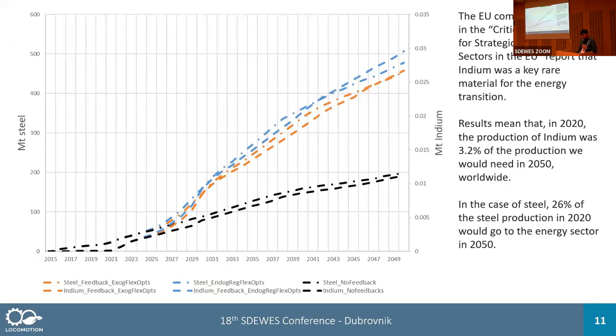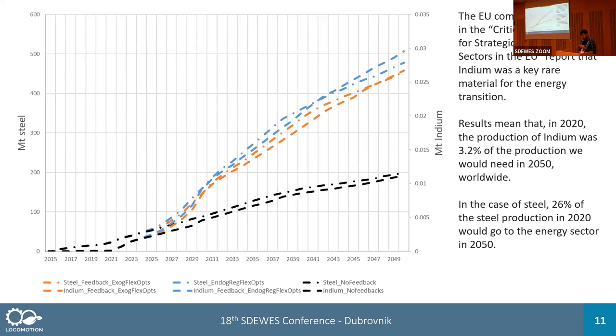And some other effects, so for example, I'm going to add one more slide. In this case, we have represented the steel and the indium production for the European energy system. And the black lines are the case without flexibility options and without the endogenous regulation of the flexibility options and without feedbacks. And we can see that when we introduce the feedbacks and also the regulation for the flexibility options, we increase a lot the production of these two materials, and the results show that compared with 2020, the production of indium will be 3.2% of the production we will need in 2050 worldwide.